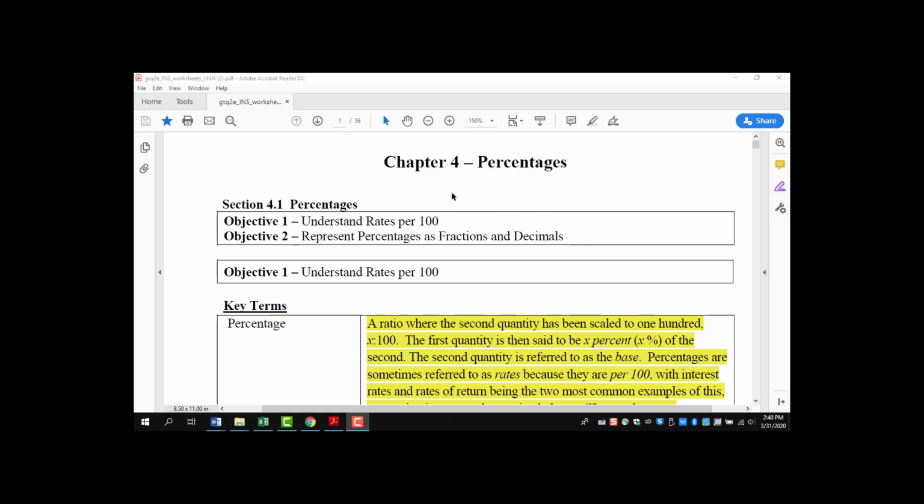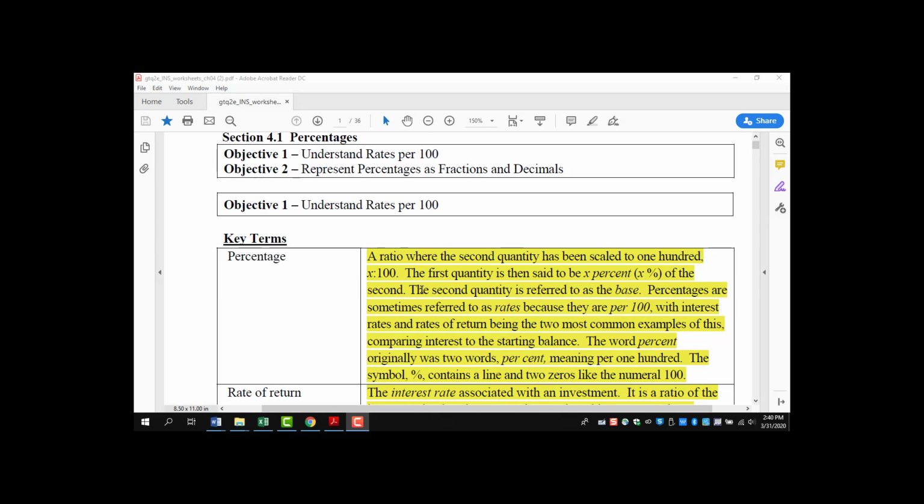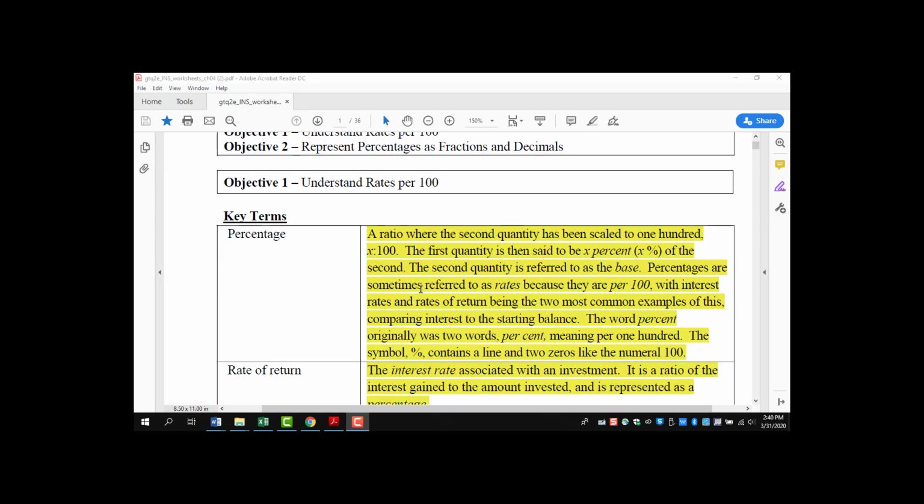Okay, so chapter 4, I'm on page 155 in the book. And by the way, the chapter with the answers is posted, so you have the same file that I'm showing you. It's in chapter 4, supplementary material.